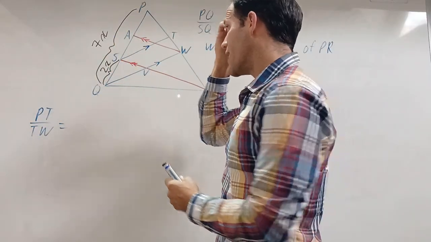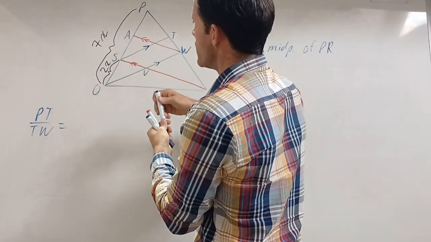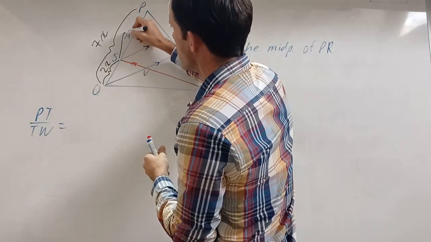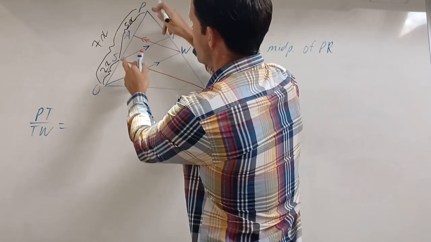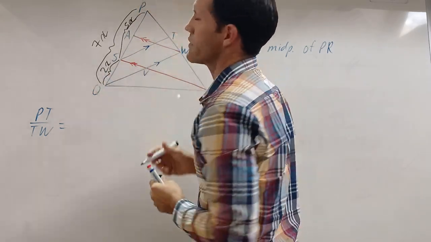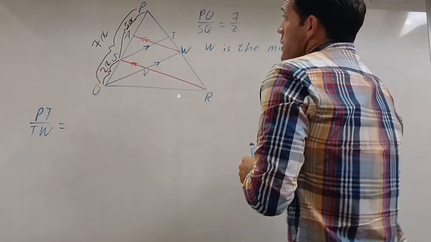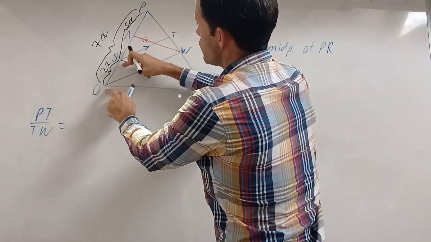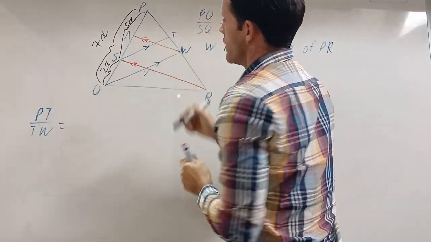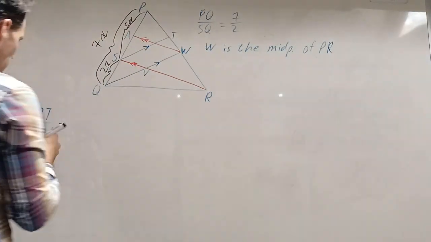So now that you have this, you can say that this part from here all the way to there must then be 5x. 5x and 2x gives you 7x. So that means PT over TW must also be 5 over 2. 5 over 2 here, so 5 over 2 there. So we can say it's going to be 5 over 2.